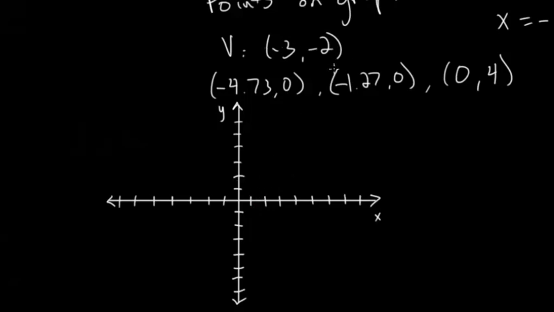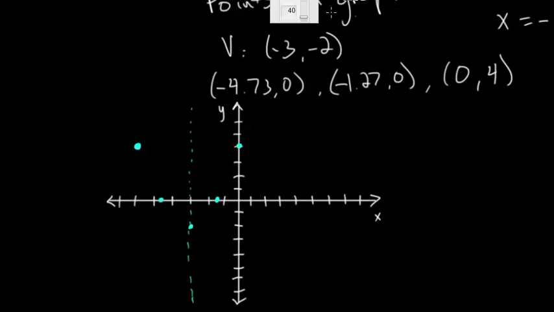I'll use blue. So the vertex is at minus 3, comma minus 2, so that's right there. And we know the quadratic is going to be symmetric about this vertex, so it'll be a mirror image on either side. We also have the point minus 4.73, comma 0, so about right there, and minus 1.27, comma 0, about right there. We also know that when x is 0, the y value is at 4, and we can use symmetry to actually find a fifth point, since notice that this point right here is 3 points to the right of our vertex, of this axis of symmetry here. So if we go 3 points to the left, it will also have a y value of 4. So that point would be there as well.